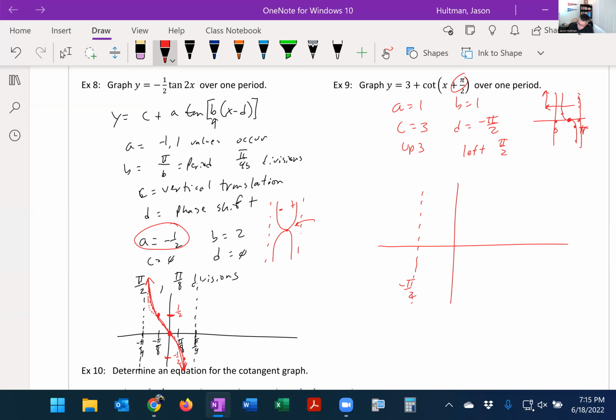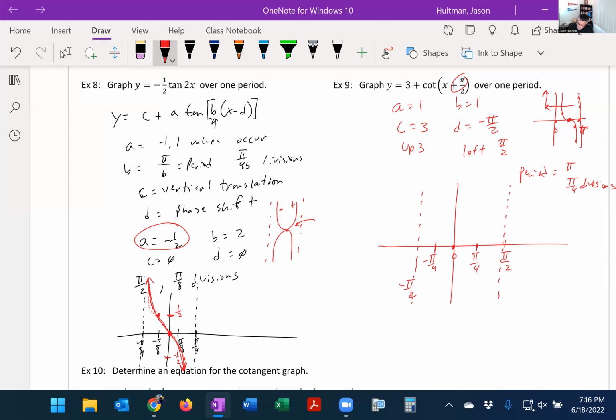Okay. And once again, the period here, if b is 1, the period is just pi. And so what would the divisions be? The divisions would be pi over 4. So pi over 4 divisions. Okay, so this is negative pi over 2, and then I'm going to get a division here at negative pi over 4. And then I'm going to get 1 at 0. And then I'm going to get 1 at pi over 4. And then I'm going to get 1 at pi over 2, sorry. Okay, pi over 2.